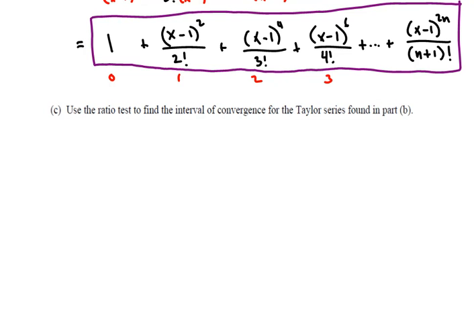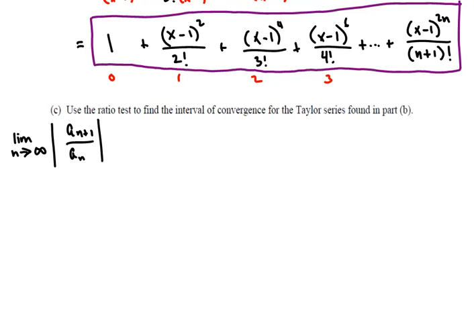Okay, so in part C, we're asked to use the ratio test to find the interval of convergence for the Taylor series that we found in part B, which is listed above there. If you recall, the ratio test looks for the limit as n goes to infinity of the absolute value of the n plus first term over the nth term.